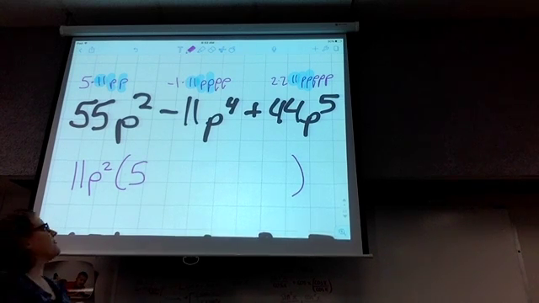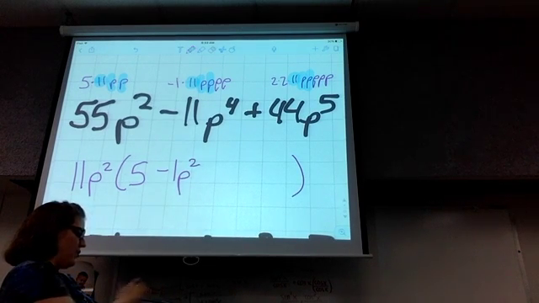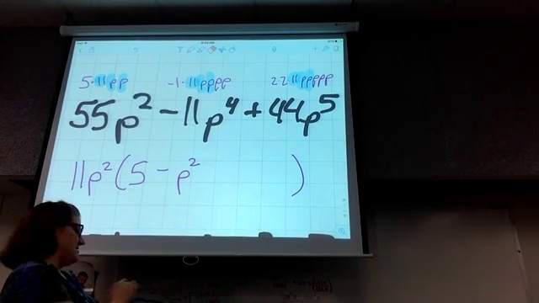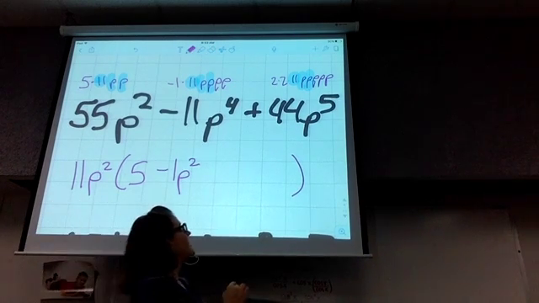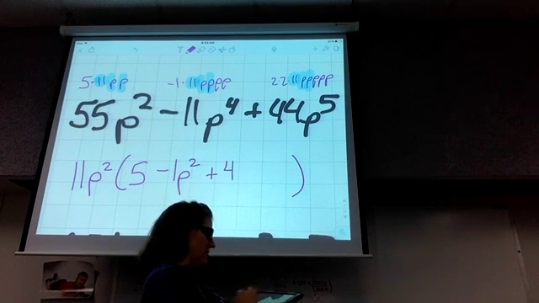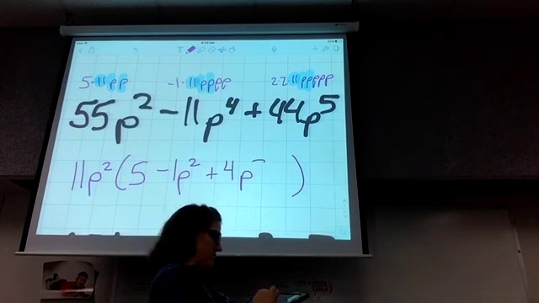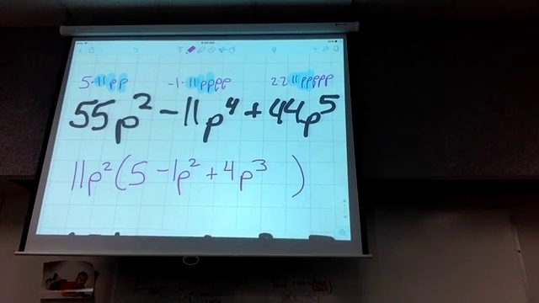In the middle, we're left with a -1p squared. If you wanted to, you could just write that as a negative, up to you. And then over on the right, we have a 2 times 2, which is a +4p to the 3rd power. And this is how you factor out the greatest common factor.